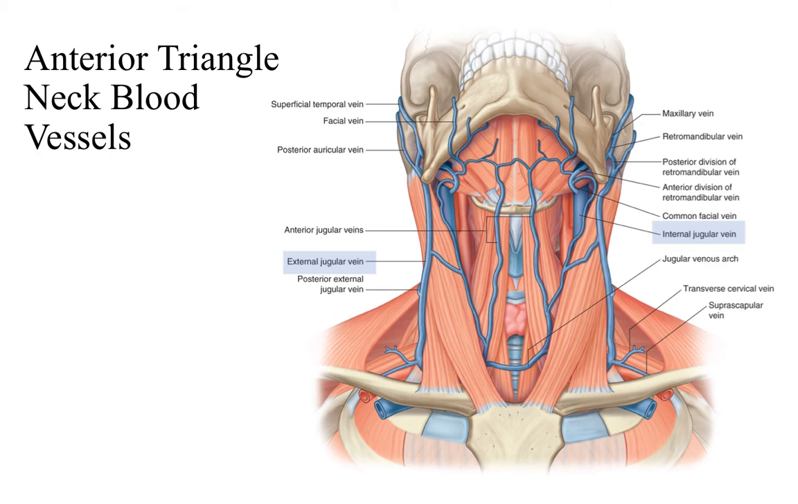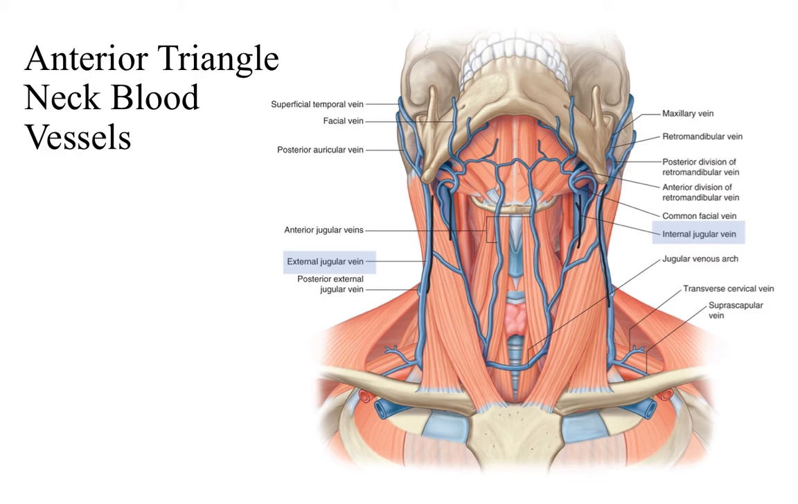Then the major veins draining the parts of the head that run through the neck are your internal jugular vein right here. So notice that's a very large vein that's internal to the sternocleidomastoid muscle. And of course that's going to drain the cerebral hemispheres in the brain. And then we have the external jugular veins out here that are just on the outside of the sternocleidomastoid muscle, and those are going to drain areas coming from the head.